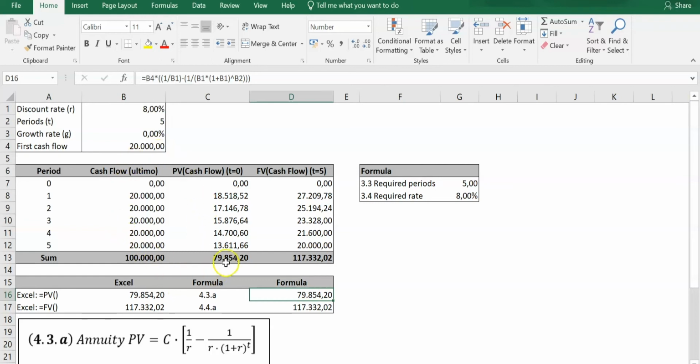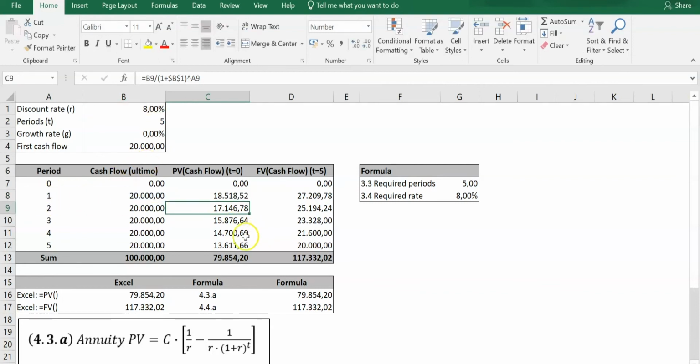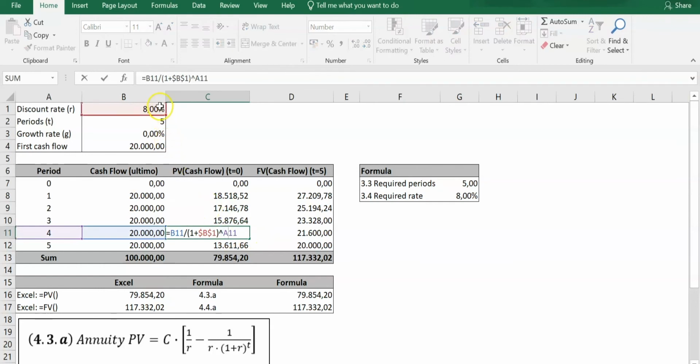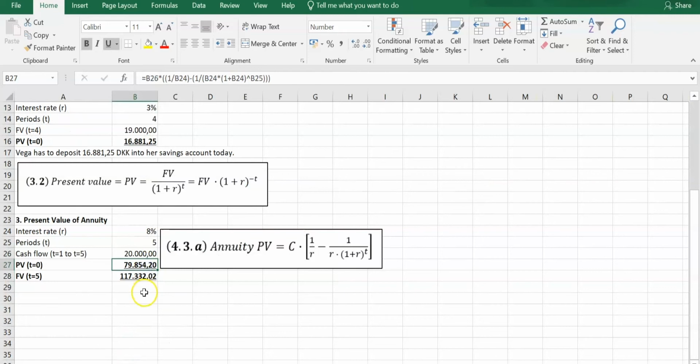So this is the question we just did. You can see here we have the 5 cash flows of 20,000 each. You can see here I have done a row called present value at time 0. In this one I have taken all the cash flows and discounted them back with the specific number of periods. You can see it goes again down here. I have locked the rate because that applies for all the periods. When I then take the sum here of all the individual cash flows, you can see I hit 79,854, and that was exactly the number we found here.